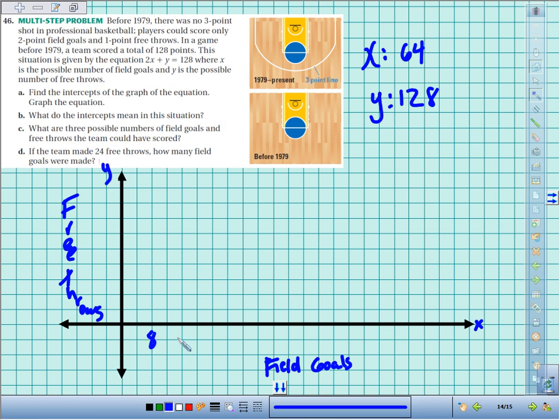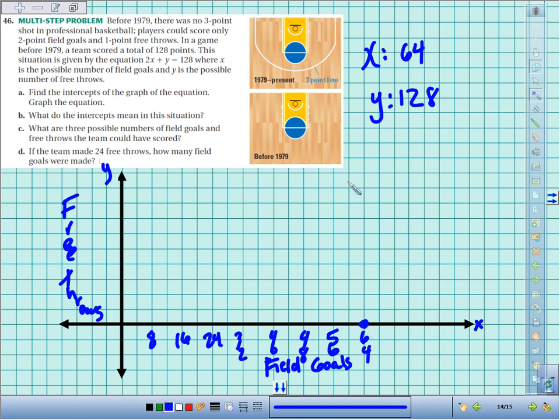4, 8, there'd be 16, 24, 32, 40. Even though I'm labeling every 8, my graph is going by fours. 44, there's 48, 52, 56. This would be 60, this would be 64. Okay, so there's my x-intercept.